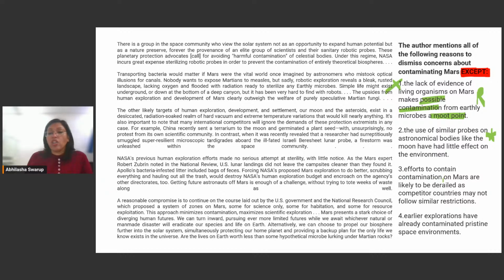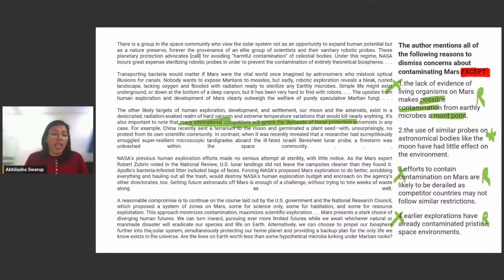Efforts to contain contamination on Mars are likely to be derailed as competitor countries may not follow similar restrictions. Well, that was mentioned somewhere, that China, international competitors will ignore the demands. So therefore, this is one of the reasons that you dismiss the concerns about contaminating Mars. So eliminate. Look at earlier explorations have already contaminated pristine space. We've already done it. So now what is left? It's not left. So 4 is gone.